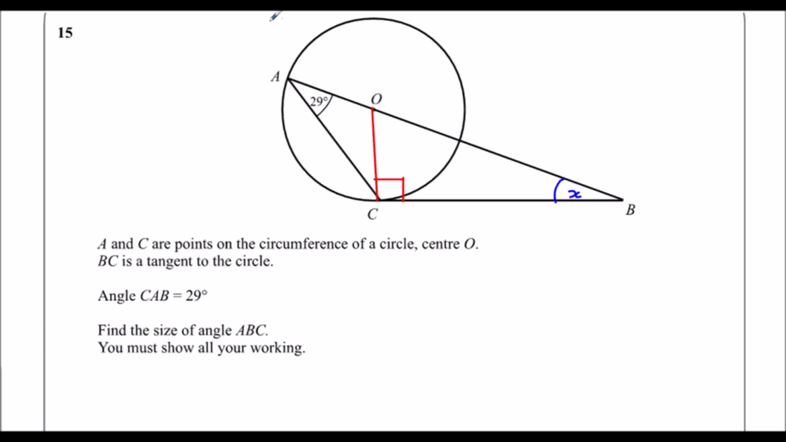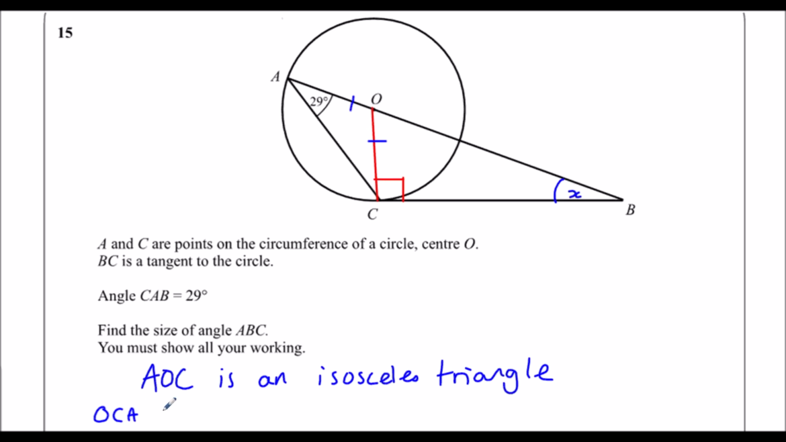We can also use two radiuses are going to make an isosceles triangle. So this triangle here, AOC, is an isosceles triangle. So that means OCA is also 29 degrees. The angles at the base of an isosceles triangle are equal.